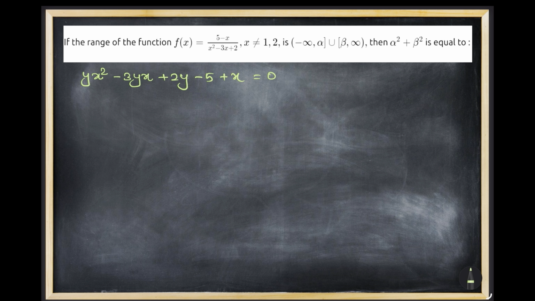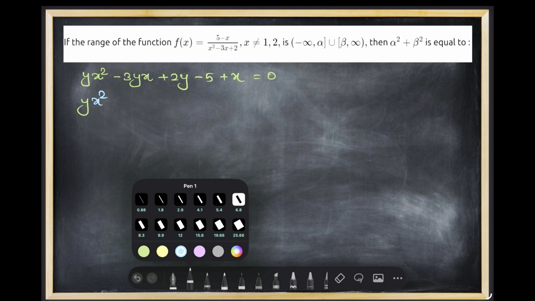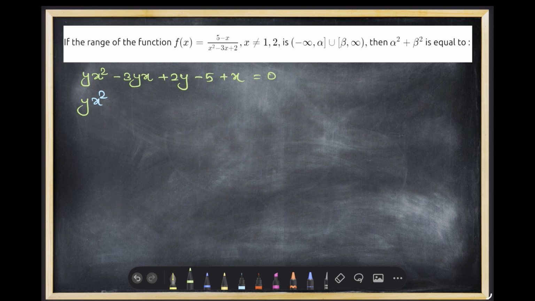Now I will create a quadratic in x. So it is y and there is only x square. Then we will go with x, so it is 1 minus 3y times x. Now we have to take the constant. What is that constant? 2y minus 5. Okay. Now first we have to make sure that it is a quadratic, so y cannot be equal to 0. Okay. Now I will find out the range.